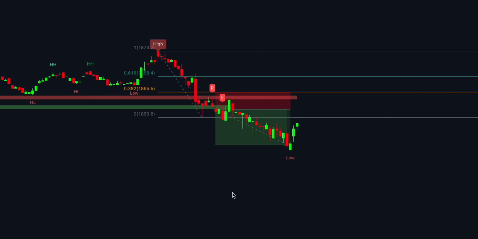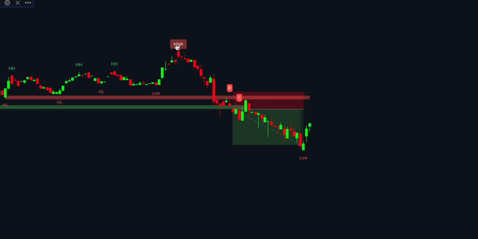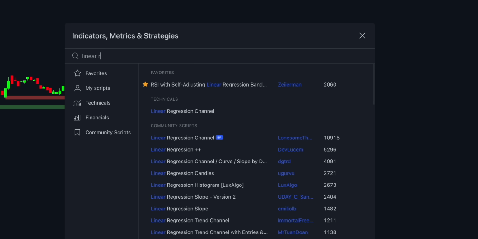If you don't like the Fibonacci retracement, you can use the linear regression channel instead. This indicator was created by Lonesome the Blue. Before utilizing this tool, open its settings and make some minor tweaks.